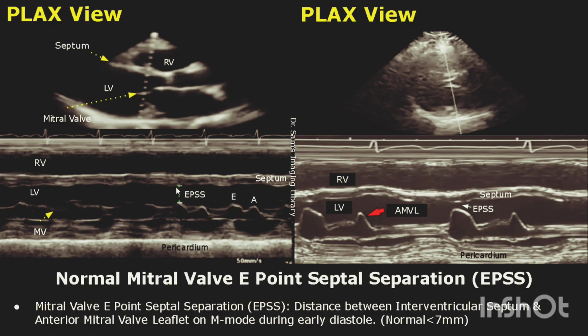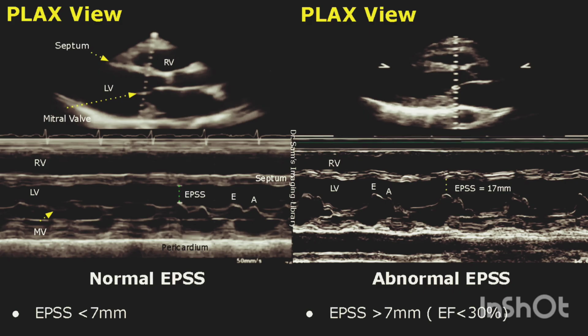The normal EPSS is less than 7 millimeters. This means that the ejection fraction is within normal range and cardiac function is normal. This image on the right is of abnormal EPSS. The EPSS is 17 millimeters, so this is abnormal.